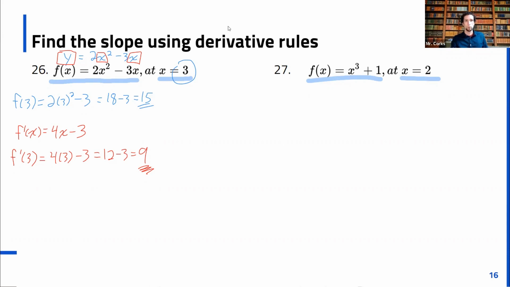All right, next one over here on the left. So we already found the derivative of this. F prime of x is equal to 3x squared. And what is our slope when x is equal to 2? It's 12. Okay. So f prime of 2 is equal to 3 times 2 squared, which is 3 times 4, which is 12. So for this function, x cubed plus 1, when x is equal to 2, our slope is exactly 12.